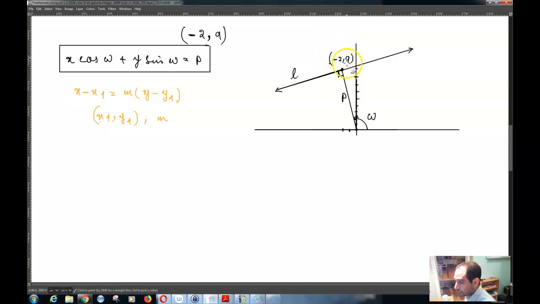So now the point has already been given to us. It's negative 2, 9. There is no problem with that. The only problem that we have is that we do not know this angle omega, and therefore we don't know the slope of this line. So now in order to find omega, what you can do is the following.